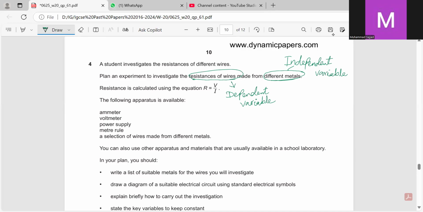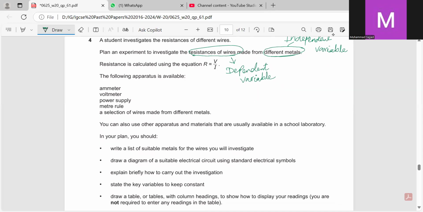Resistance is calculated using the equation R is equal to V over I. The following apparatus is available: ammeter to measure the current, voltmeter to measure the potential difference, power supply to provide the EMF, meter rule to measure the lengths of the metal wires, and a selection of wires made from different materials. You can also use other apparatus and materials that are usually available in the school laboratory.